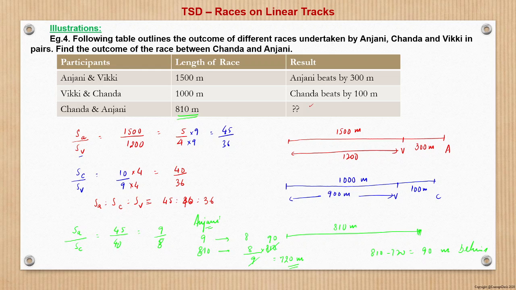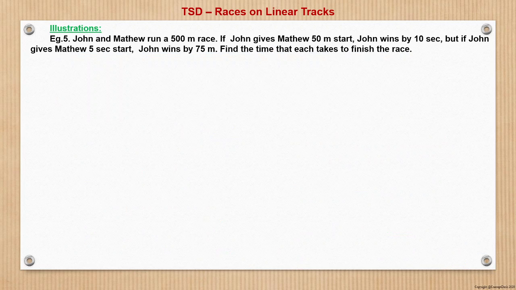So who wins the race? Anjani. By how much? Anjani beats Chanda by 90 meters. This is the answer to this question. Just the interpretation of the language we are looking at, nothing else. I mean, the concept is pretty clear and pretty easy as well.